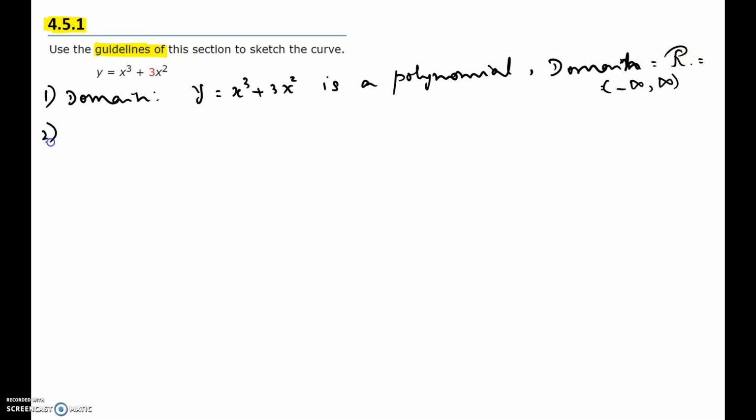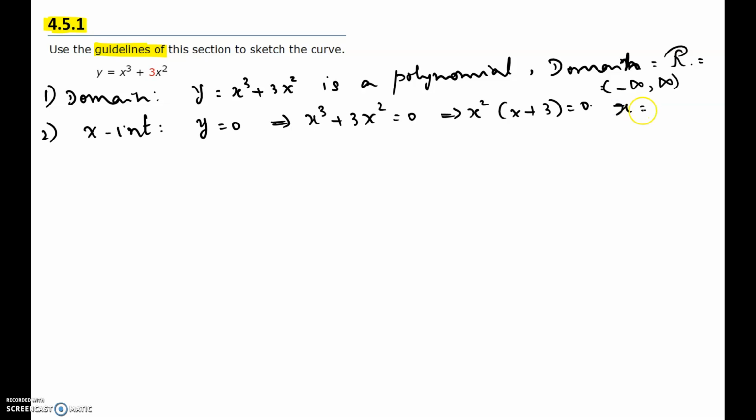And then we are going to find out the x-intercept and the y-intercept. So x-intercept is obtained by setting y equal to 0. So x cube plus 3x square equal to 0, which would mean x squared can be factored out. So x plus 3 equal to 0. Either x equal to 0 or x equal to negative 3. So 0, 0 and negative 3, 0 are the x-intercepts.